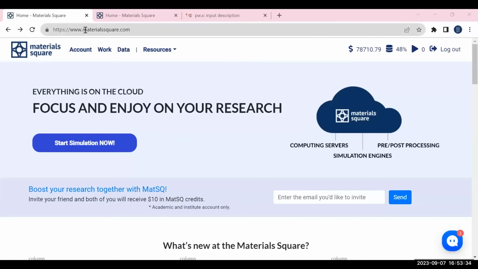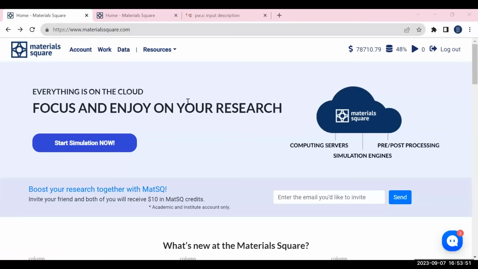I think now you can see the platform, www.materialsquare.com. I hope everyone has already created their account. If you didn't, please do it now. I think in a few minutes, even with a Google account, you can log in to this platform. I hope that you can practice with me.